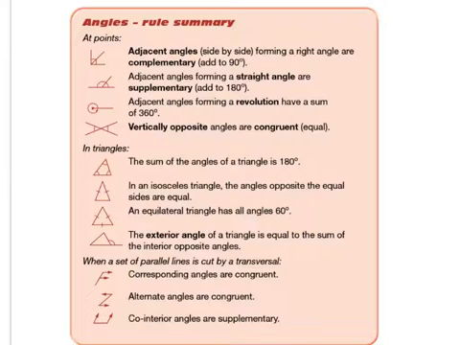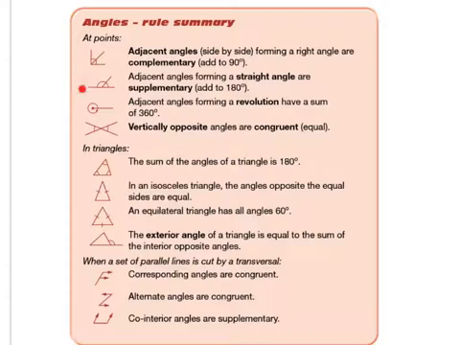So over here, you've got adjacent angles. Adjacent angles means they're right next to one another. So you can see in this little pocket, there'll be an angle, and in that pocket, there'll be an angle. They're right next to each other. They form a right angle that are complementary, which means it adds up to 90 degrees. If something is complementary, it adds up to 90.